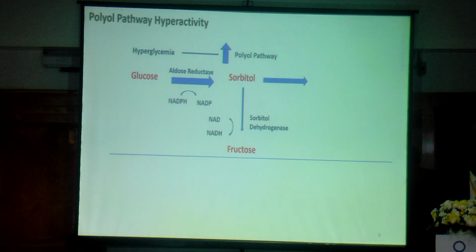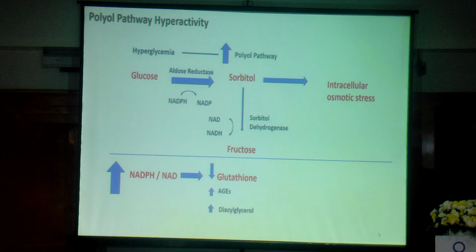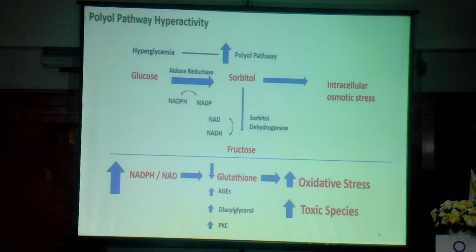Whether sorbitol and fructose alone cause this effect, it's not that. The direct hyperglycemic effect causes sorbitol to act intracellularly, and intracellular osmotic stress is also involved. Not only the polyol pathway, the sorbitol and fructose and the intracellular stress factors are important, but mainly the increased level of NADPH to NADP conversion is very important. That mainly decreases the glutathione level, increases the advanced glycated end products, and increases the diacylglycerol and PKC pathways. That contributes to the increased oxidative stress and toxic species.